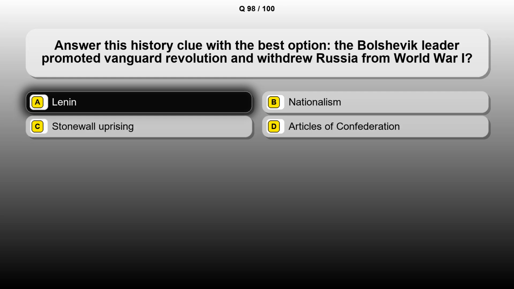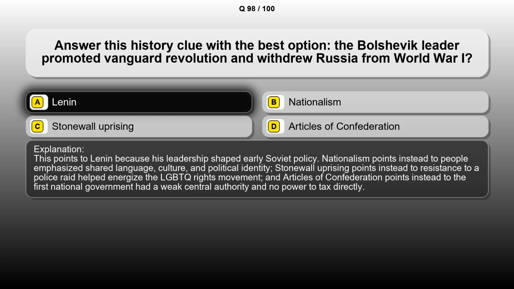The correct answer is option A, Lenin. This points to Lenin because his leadership shaped early Soviet policy. Nationalism points instead to people emphasized shared language, culture, and political identity. Stonewall Uprising points instead to resistance to a police raid helped energize the LGBTQ rights movement, and Articles of Confederation points instead to the first national government had a weak central authority and no power to tax directly.